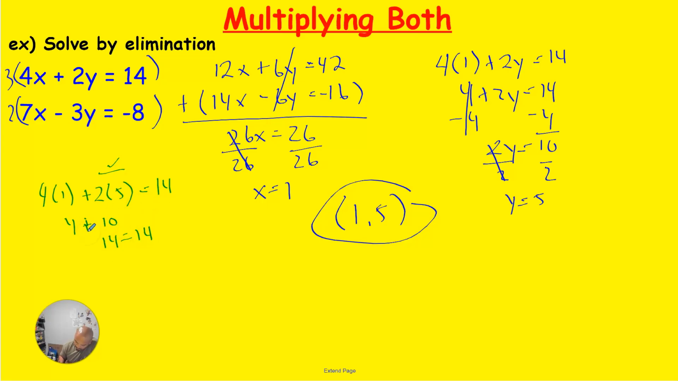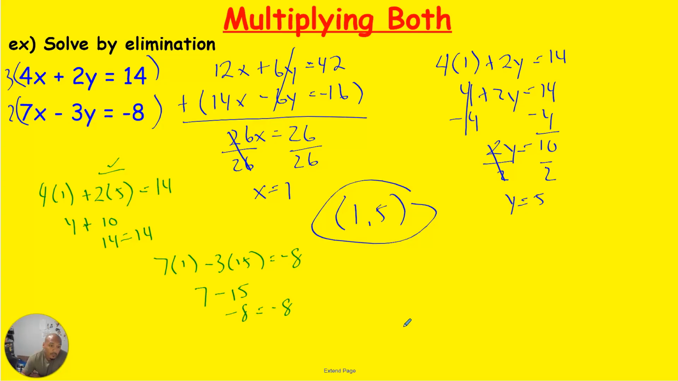That is correct. All right, and let's try the next one. We wind up with 7 times 1 minus 3 times 5. That should equal negative 8. And when we do this, we wind up with 7 minus 15. And that winds up being negative 8, which is definitely equal to negative 8.